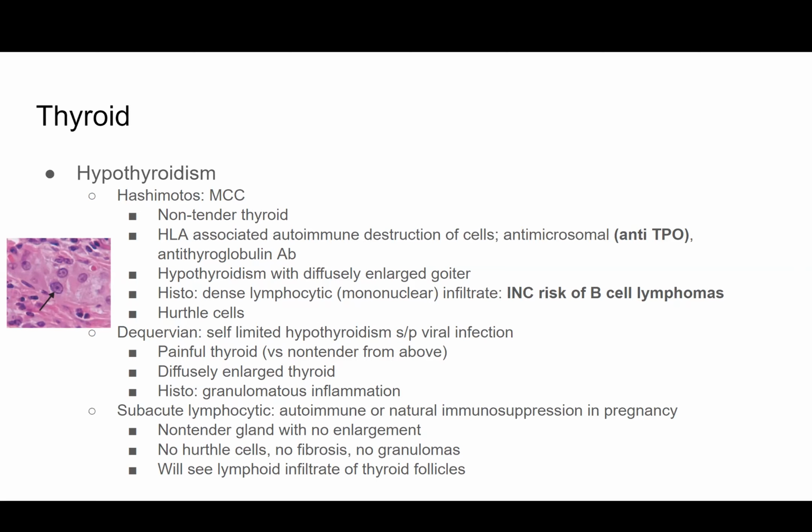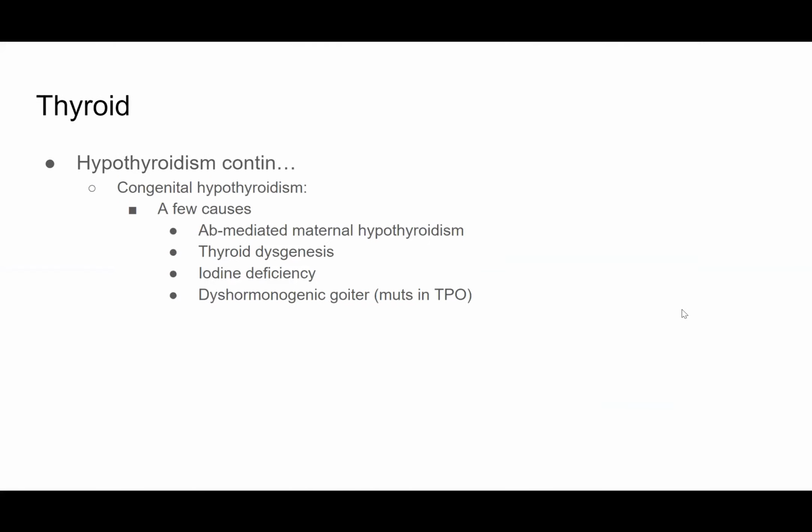And then if you have subacute lymphocytic, so this is either autoimmune or due to natural immunosuppression. So non-tender, no enlargement, no Hurthle, no fibrosis, no granuloma. So essentially none of the pathology that we see in the other ones. What you're going to see is lymphoid infiltrate in the thyroid follicles, which is going to cause the hypothyroidism, the decrease in function. Another cause of hypothyroidism, congenital. So you have multiple causes there.